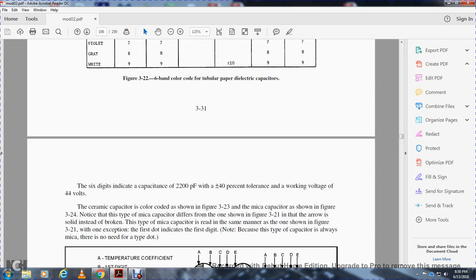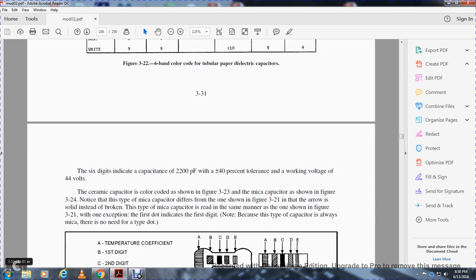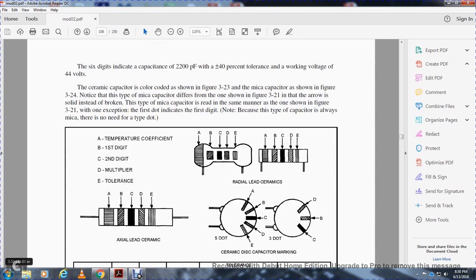The ceramic capacitor code is shown in figure 322, and the microfarad capacitor is shown in figure 324. Note that the type of capacitor differs from the one shown in figure 321 over the area shown with the solid inside, the unbroken. The type of microfarad capacitor reads the same as the one shown in figure 321, with one exception: the first dot indicates the first digit because of the type of the capacitor. As always with mica, there is no need for the type dot.